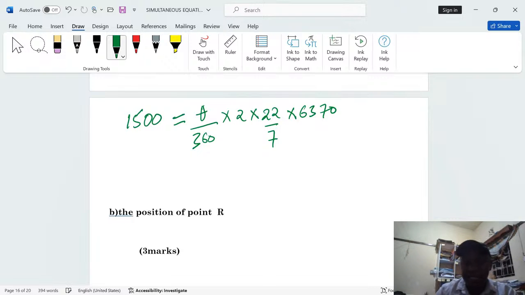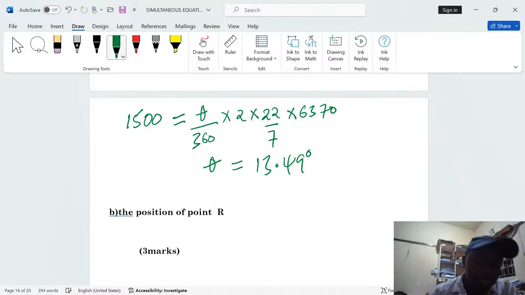That is how we get the distance along a great circle. Therefore, now theta can be obtained. When we take 1500, we multiply by 360 by 7. Then we divide by, you open brackets for 2, 22 times 6370. Then we are going to get an angle difference of 13.49.